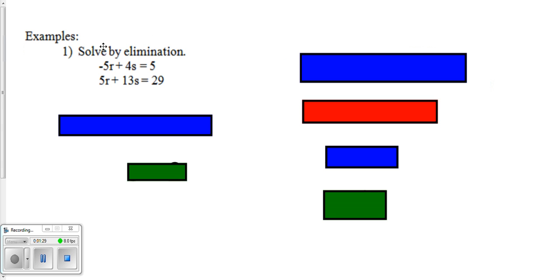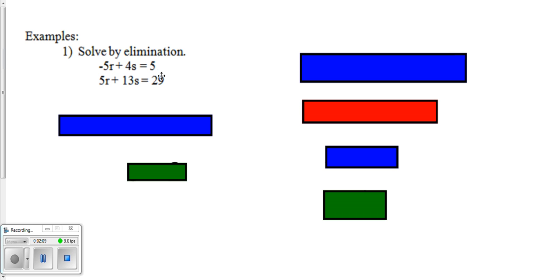If we need to solve by elimination, we have two different equations here. So a system of equations, negative 5r plus 4s equals 5, and positive 5r plus 13s equals 29. Now normally, again, if we were looking at substitution, we would look at these and say, wow, both of those are going to be rough to try to solve because we want to get one of our variables alone. So we either have to divide by negative 5 or by 4 on this one, or by 5 or 13 on this one. So it'll be hard to get one variable alone from either of these equations.